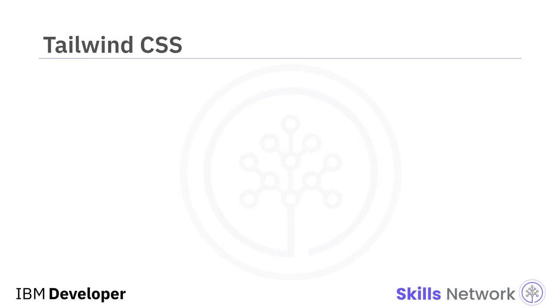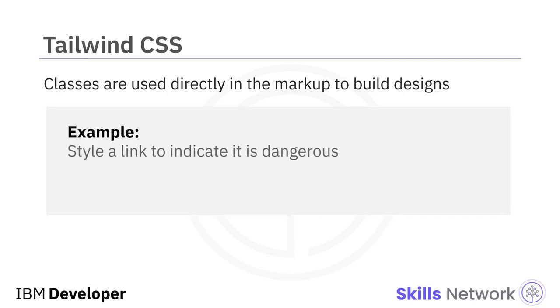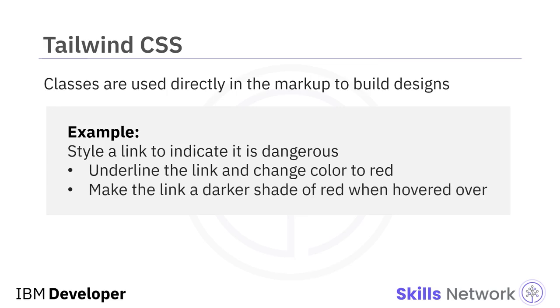A popular utility-first CSS framework used today is Tailwind CSS. It is packed with classes that can be composed to build any design directly in your markup. For example, say you want to style a link to indicate it's dangerous. You could underline the link text and change the text color to be red, as well as make the link a darker shade of red when hovered over.